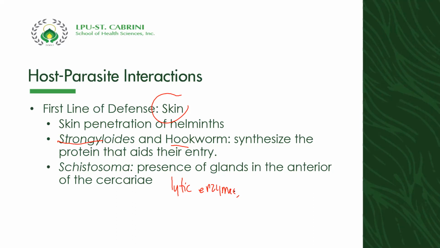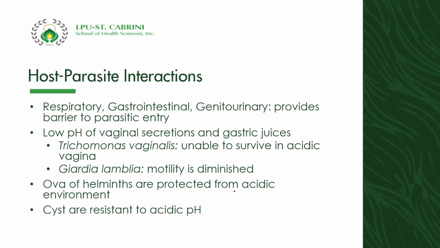The mucus lining of the respiratory, gastrointestinal, and urogenital tracts provides a barrier against parasitic infection. Tight junctions between the epithelial cells serve as a preventive barrier to the passage of even the smallest molecules. However, even though we have a protective barrier, parasites can also invade.